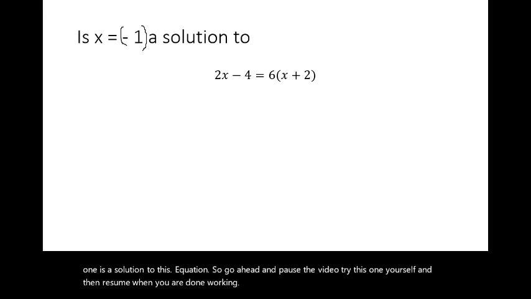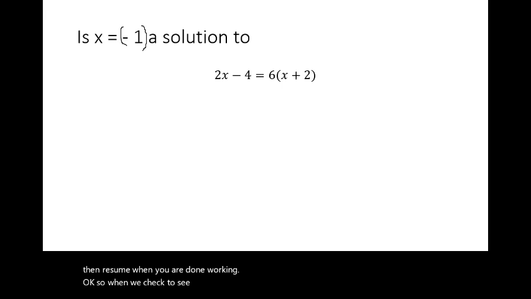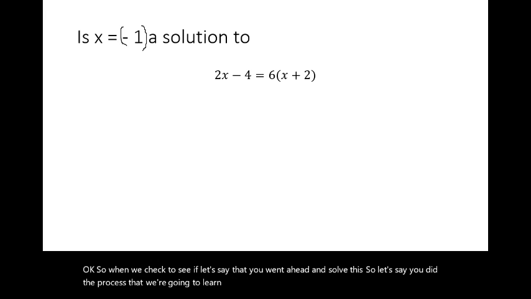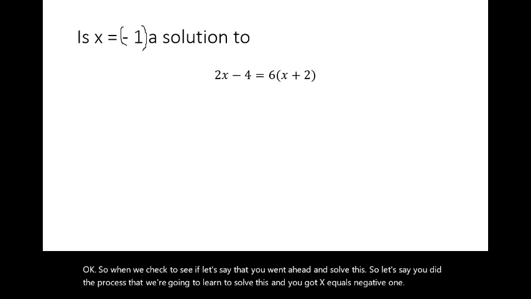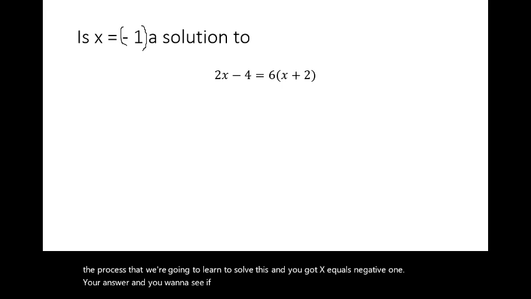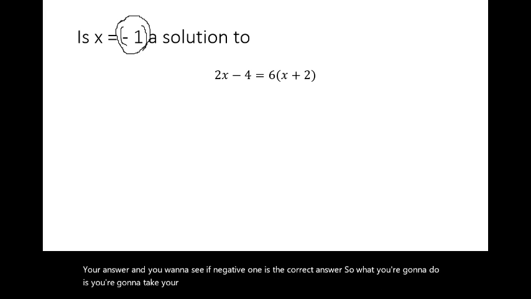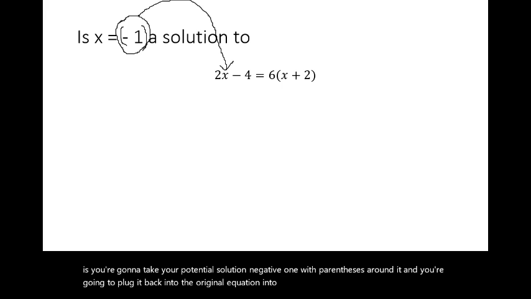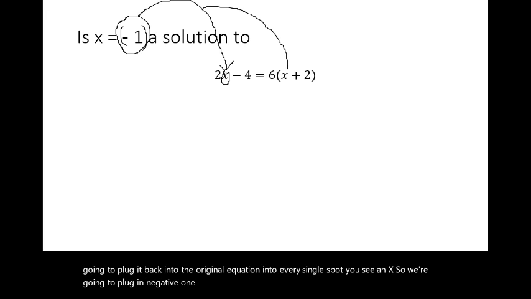Okay, so let's say that you went ahead and solved this. So let's say you did the process that we're going to learn to solve this and you got x equals -1 as your answer, and you want to see if -1 is the correct answer. So what you're going to do is take your potential solution -1 with parentheses around it, and plug it back into the original equation into every single spot you see an x. So we're going to plug in -1 right there, and we're going to plug in -1 right there.